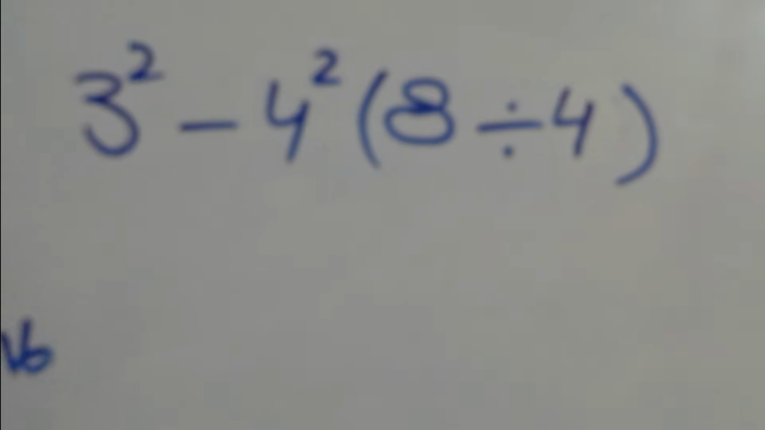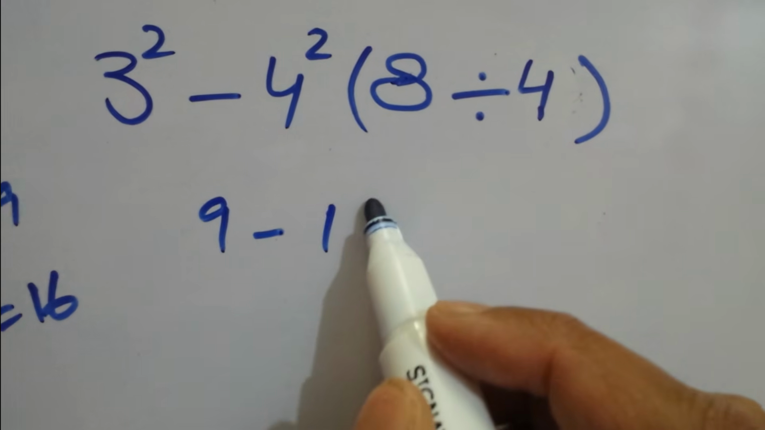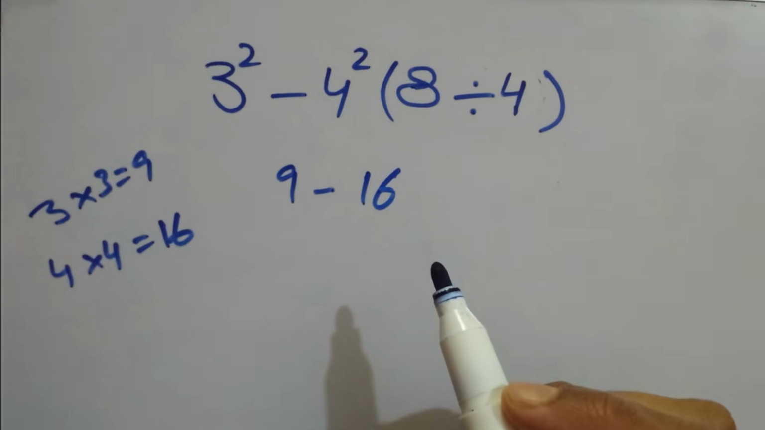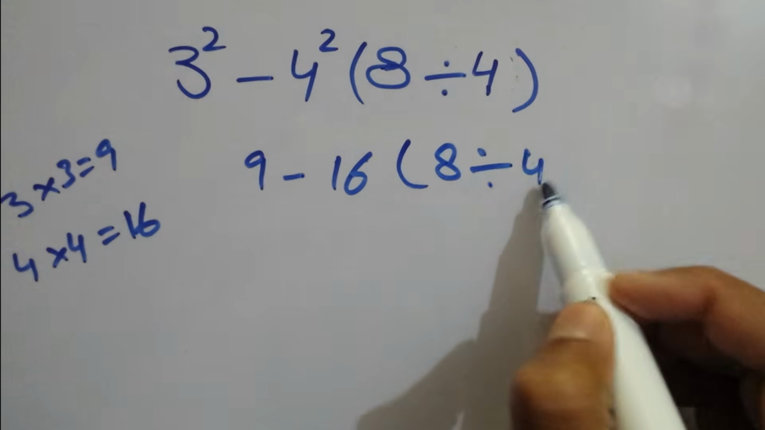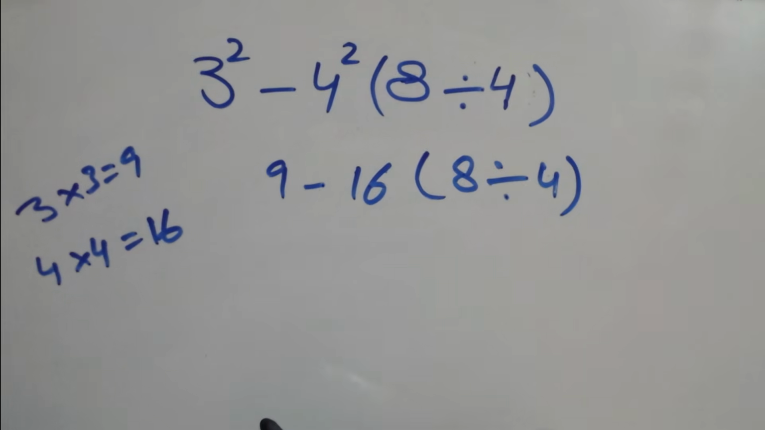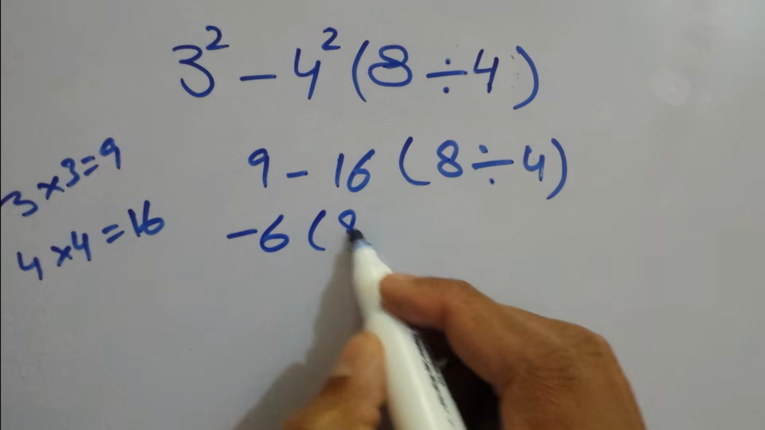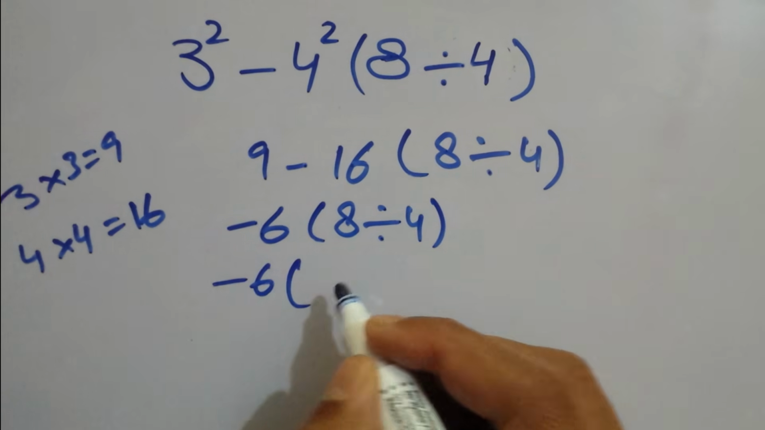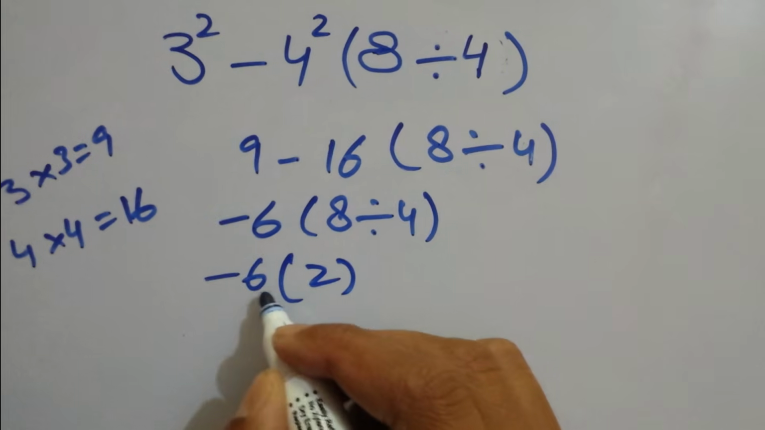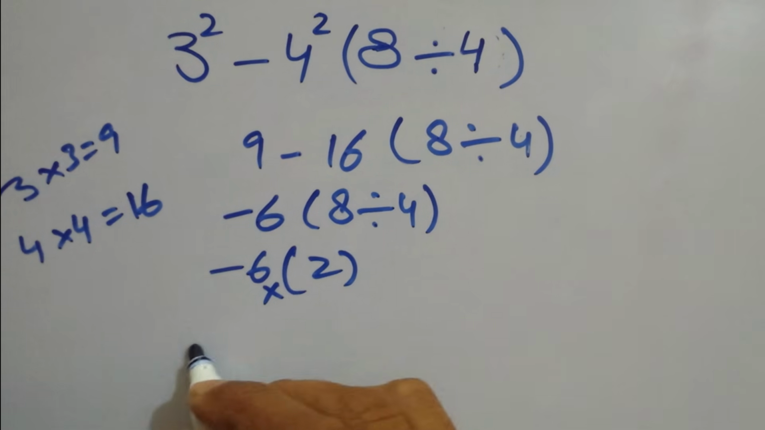So 9 minus 16, right? So 8 divided by 4. Now 9 minus 16 equals minus 7, and 8 divided by 4 equals 2. Now here is multiply. So minus 7 times 2 equals minus 14.